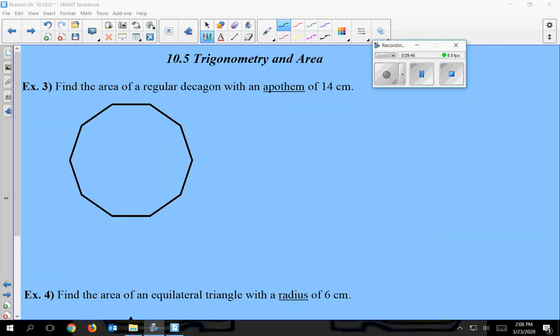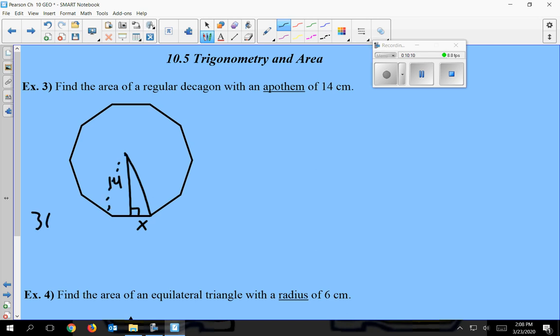Okay, here we go. This is a regular decagon with an apothem of 14. So they're giving me part of what I need. Thank you very much. I'm going to draw that triangle in, show that this is 14. Okay, so really I need this piece right here, okay? So once again, I need the central angle.